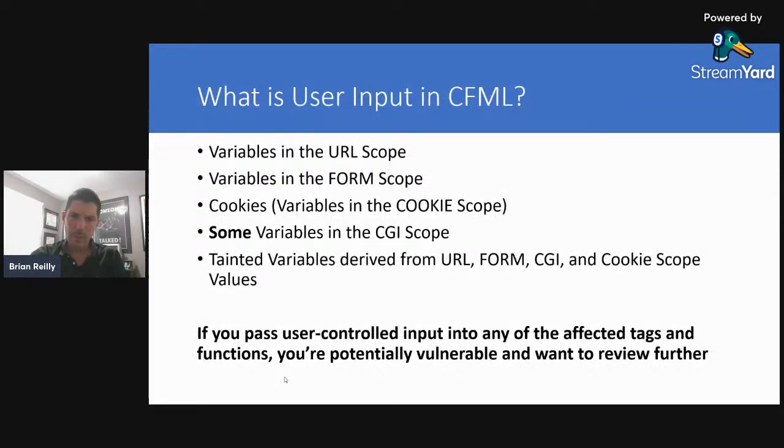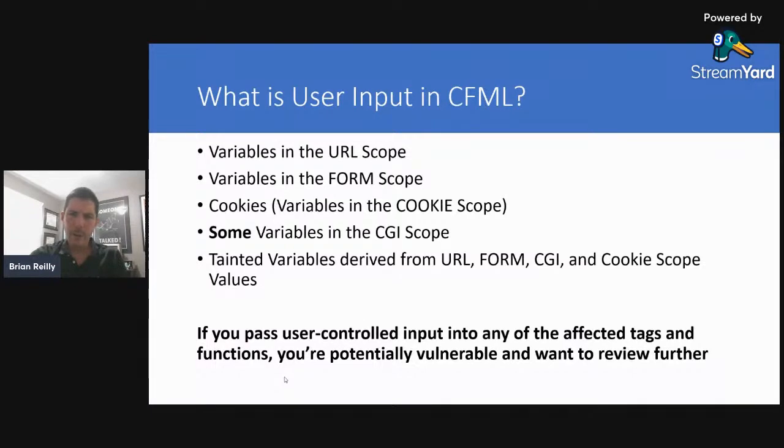Okay, so user input. In ColdFusion, there are a bunch of sources of user input. So certainly all the variables in the URL scope. So if you're passing URL parameters, those are all things that the user can directly control. Same thing with the form scope. So content uploaded through a form, cookies. So things like cookie names, cookie values, all get stored in the cookie scope. Again, can all be directly controlled and modified by the user.